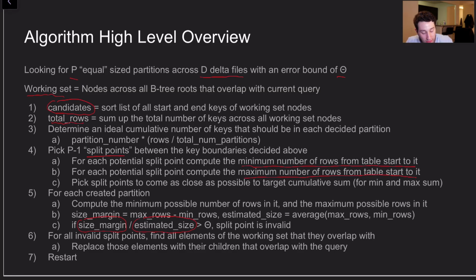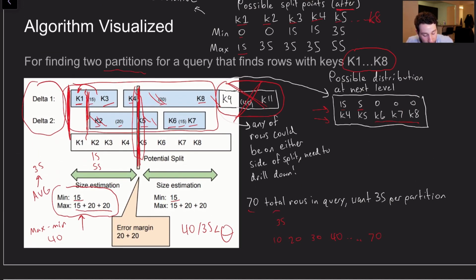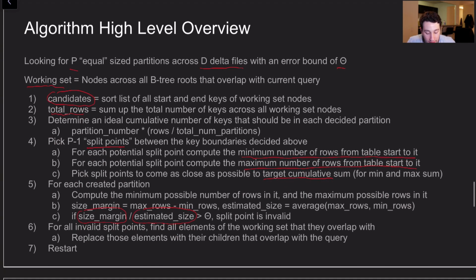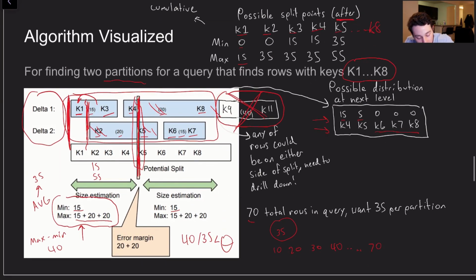And then you evaluate all of those cumulative sums and basically compare them to your target cumulative sum, where our target in this case, if you recall, is going to be 35 because it's 70 divided by 2. Now, basically, we'll take the split points out of all of those candidates that gets us closest to 35, both for the min possible cumulative sum and the max possible cumulative sum. And that is going to give us some potential partitions, right?